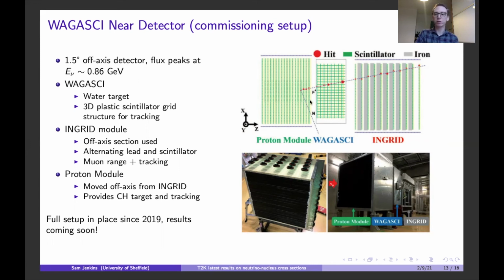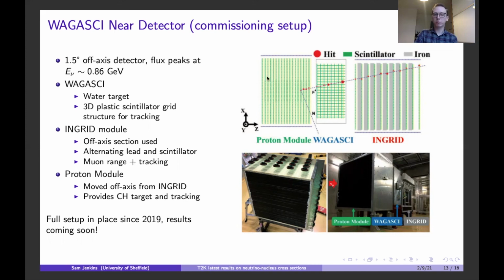The commissioning setup was composed of initially WAGASCI itself. So WAGASCI is a primarily water target, which is contained within a 3D plastic scintillator grid structure, which gives good tracking capabilities. Behind WAGASCI was one of the off-axis INGRID modules. INGRID is the on-axis detector but has arms that extend to off-axis angles, and is composed of alternating lead and scintillator. So this gives good muon range measurements and tracking.